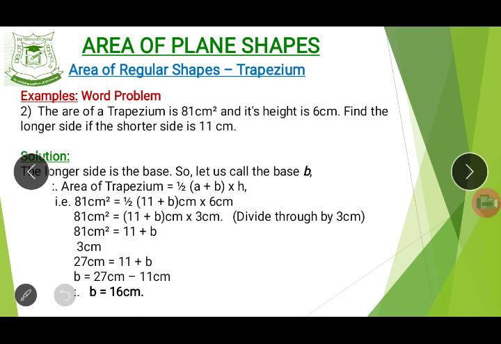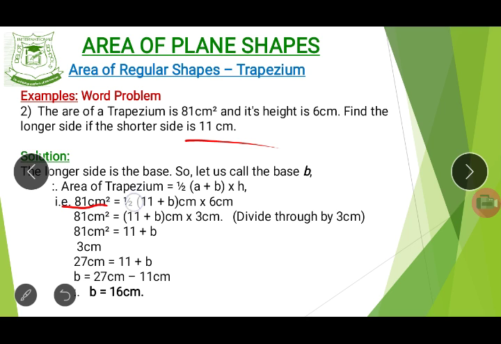All right, and then look at this word problem. We have the area of a trapezium is 81 centimeters squared and its height is 6 centimeters. Find the longer side if the shorter side is 11 centimeters. All right, now let's look at this. Area of trapezium, so we just represent the area of the trapezium. 81 centimeters squared equals half times a plus b centimeters times 6.